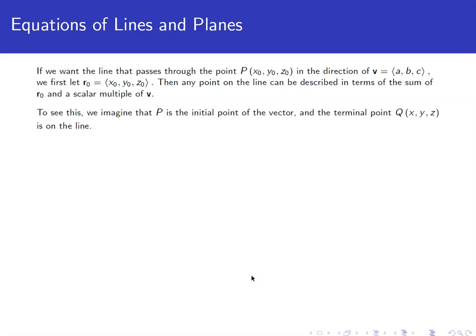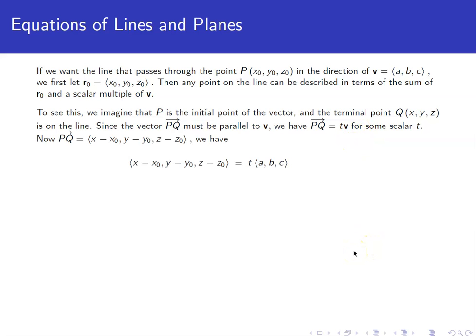So this is just going back through the picture that we did before. P is the initial point of the vector. The terminal point is on the line. The vector PQ must be parallel to v, so the vector from P to Q has to be some scalar times the v. Now, how do we find PQ? So PQ can be found by doing x minus x naught, y minus y naught, z minus z naught. So we know that that particular vector from P to Q has to be a scalar multiple of the ABC.